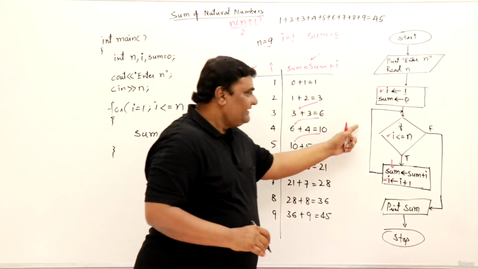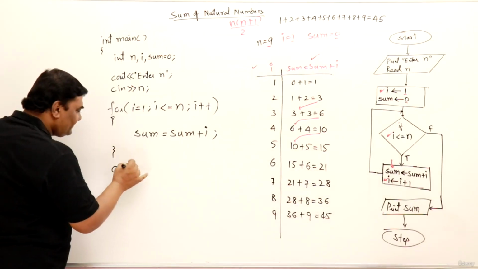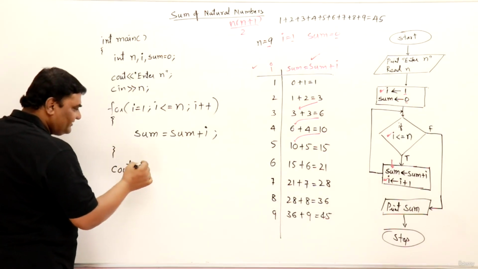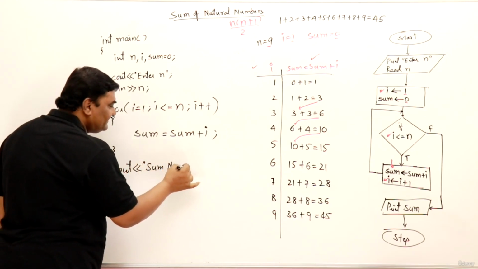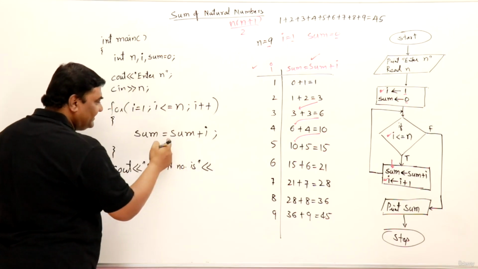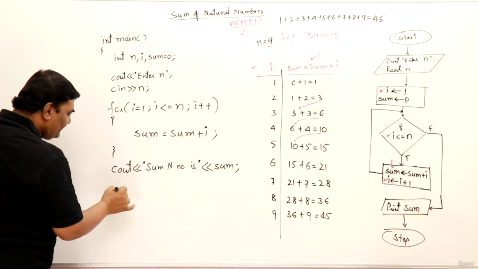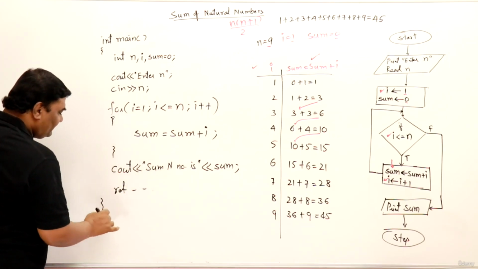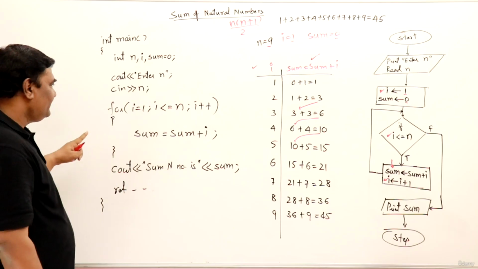Then once it is out of the loop, we have to print sum. So I'll give a message here: sum of first n natural numbers is, in short I am writing, sum of n numbers is, and I got a sum in this variable sum. Then return 0, and end of the main function. That's it. So that flow chart is converted into a program.